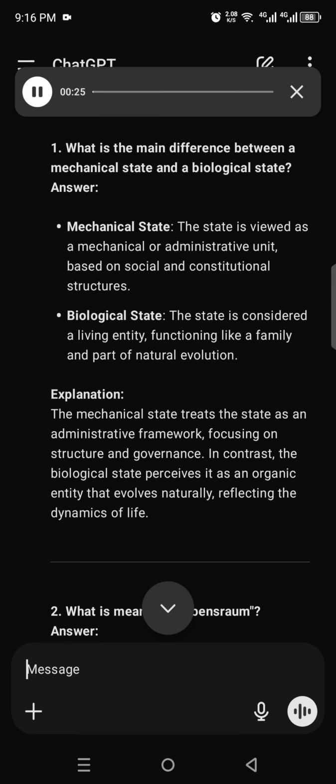Explanation. The mechanical state treats the state as an administrative framework, focusing on structure and governance. In contrast, the biological state perceives it as an organic entity that evolves naturally, reflecting the dynamics of life.